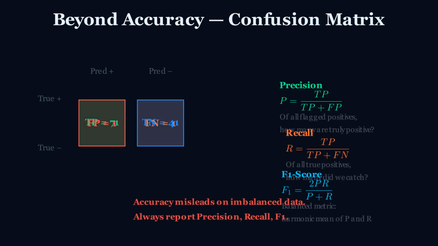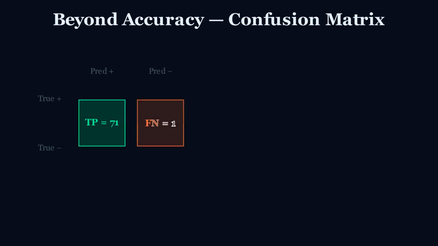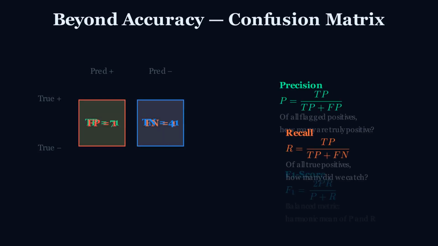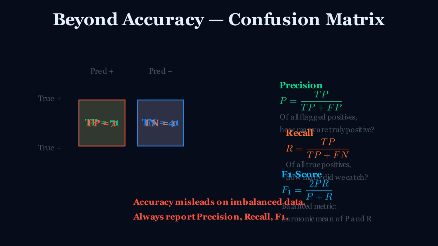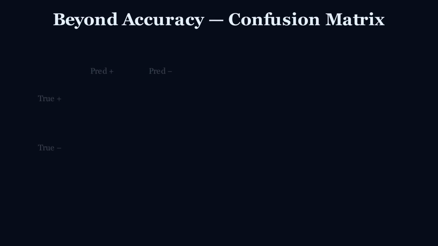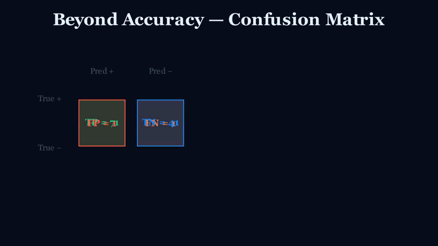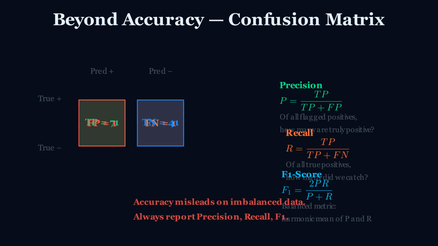True positives, sick patients correctly identified as sick. True negatives, healthy patients correctly identified as healthy. False positives, healthy patients incorrectly flagged as sick. Type 1 error. False negatives, sick patients incorrectly classified as healthy. Type 2 error. The dangerous one.